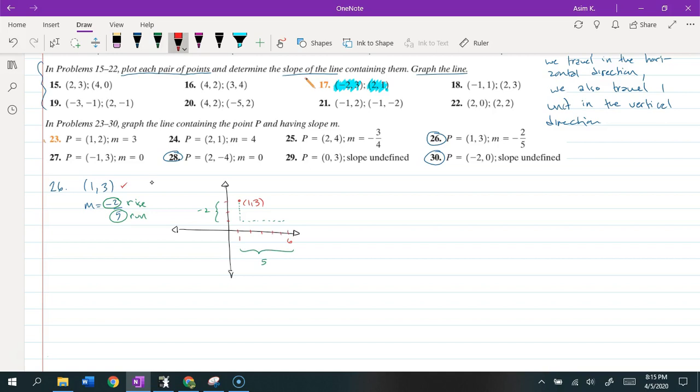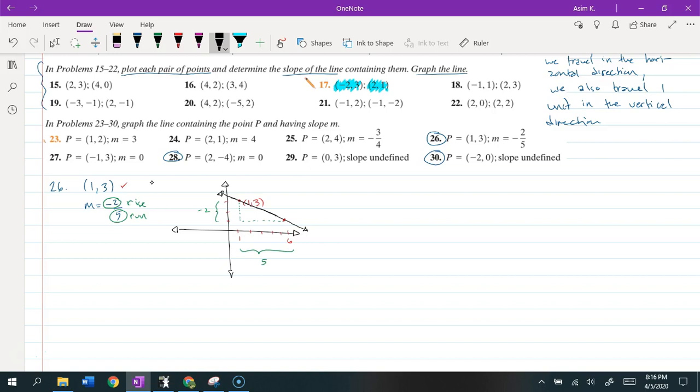Then again, everybody knows that, okay? And then you just go ahead and you graph the line that goes through those 2 points right there, okay? And it's not a line segment, it's an actual line, so you put arrows on both ends, and there's that.